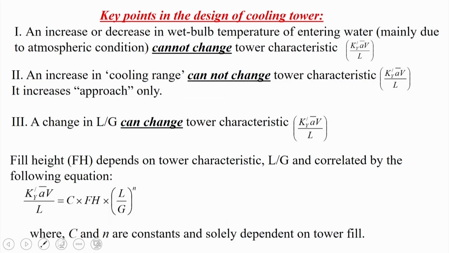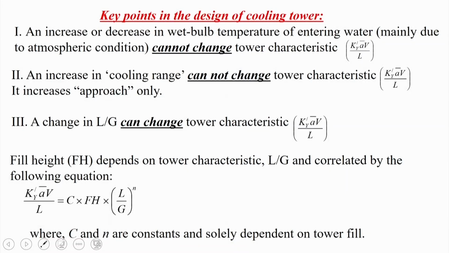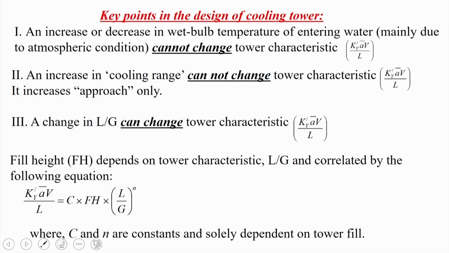Then an increase in cooling range cannot change the tower characteristics. It can increase the approach. We will be discussing more on the cooling range and the approach in the near future. And a change in the L by G, the liquid flow rate to the gas flow rate, can change the tower characteristics, capital K y prime into a bar into V by L.